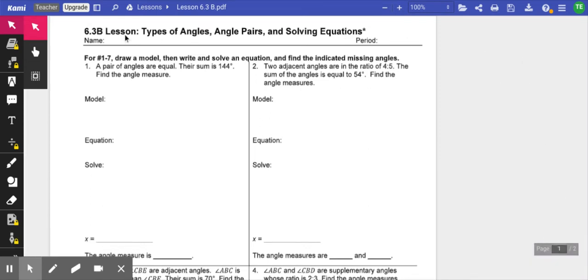So hopefully you have printed it out, or you have a lined piece of paper, or you're doing it electronically with the PDF. So here, draw a model. It might be a chart, it might be a picture. We're just going to see depending on the problem. Then write and solve an equation and find the indicated missing angles.